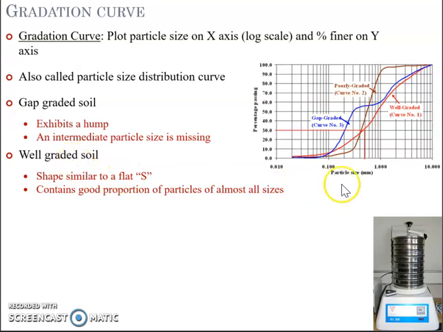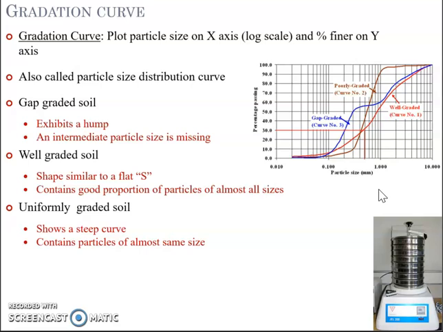Now, another term is a well-graded soil. The one that you see in the red font and line is a well-graded soil, which you can identify based on the shape. It will probably have a shape similar to a flat S. It means that it contains a good proportion of particles of almost all sizes. A well-graded soil is preferred in the construction industry, for example, for pavement or embankment, etc. It can give you good packing and a better density.